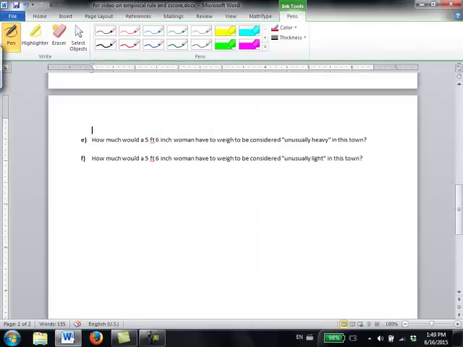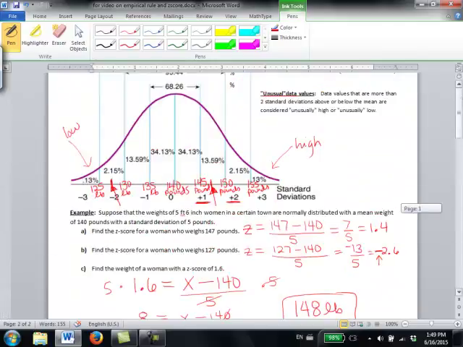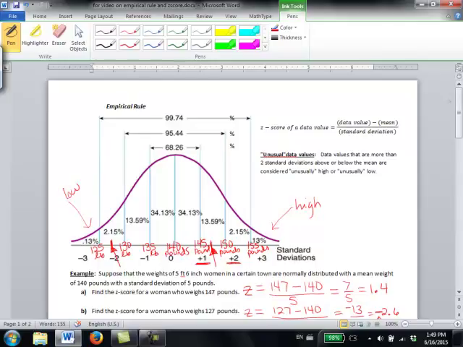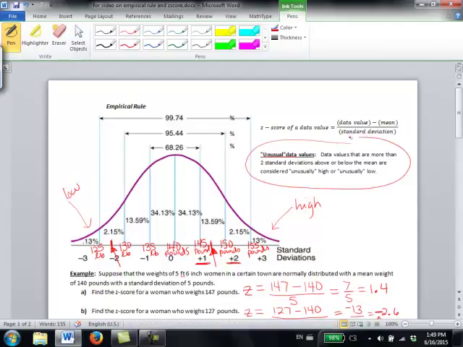Next, it asks how much would a 5-foot 6-inch woman have to weigh to be considered unusually heavy in this town? So this is just a reminder of what we would consider unusual on a normal curve using this empirical rule. So to answer this question, we want to remember that unusual data values are data values that are more than 2 standard deviations away from the mean. So right in the middle is the mean that has a z-score of 0. It's 0 standard deviations away from the mean.